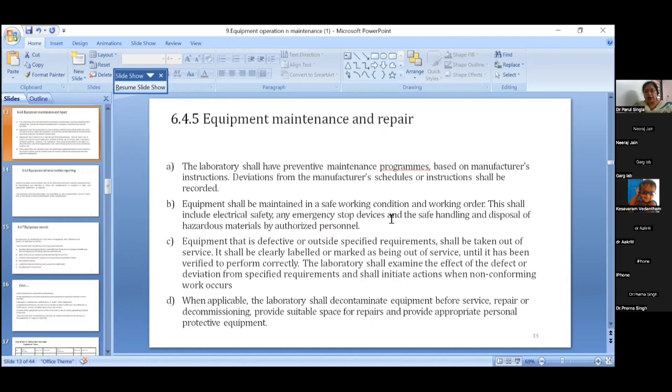When applicable, decontaminate the equipment. Decontamination of equipment is very essential just to make it not infectious to everybody. Before service, before repair or decommissioning, provide suitable space for repair and provide appropriate personal protective equipment to whoever is working on that equipment.